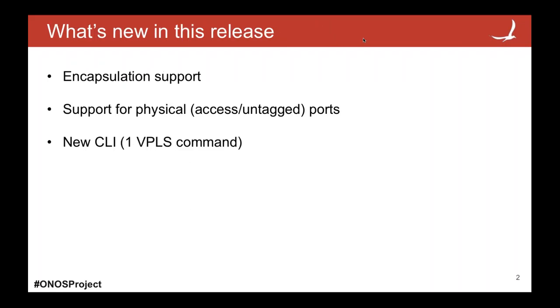What's new in this release? Mainly three things: the encapsulation support, as I said, VLAN and MPLS; support for physical, or as you call them, access or untagged ports; and we have a new CLI, which basically allows you to run all the commands using one command, but I guess it will be more clear when you see it in a second.